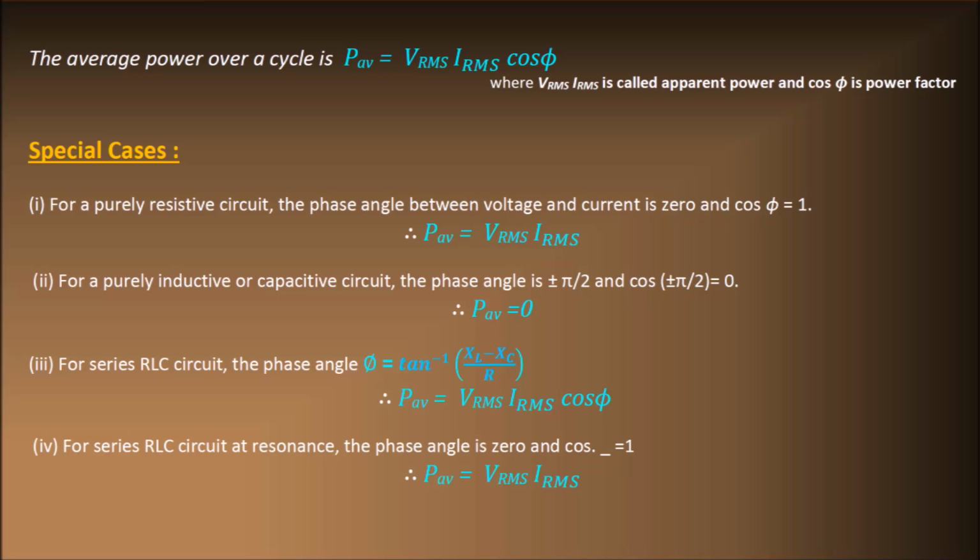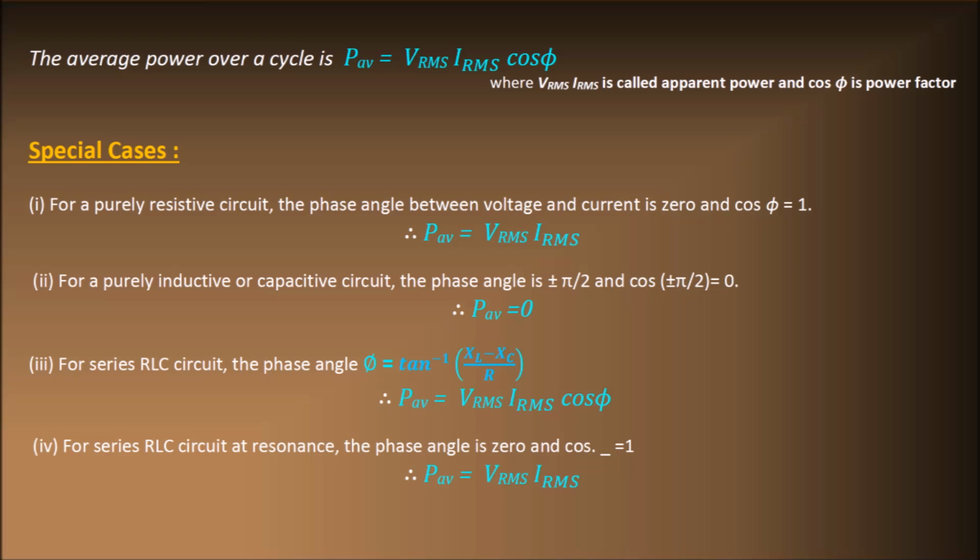Suppose a series RLC circuit is at resonance, the phase angle is 0. Now the resultant current is in phase with the voltage. Automatically the cos value is again going to 1. Therefore, the average power is equal to Vrms into Irms. So here you can see the four cases, depending upon the angle of phi. Just because of the angles of phi, we get different powers in a circuit.